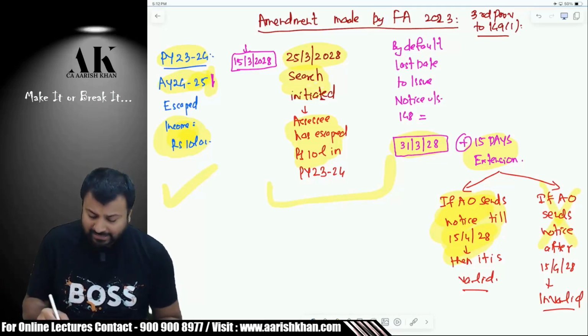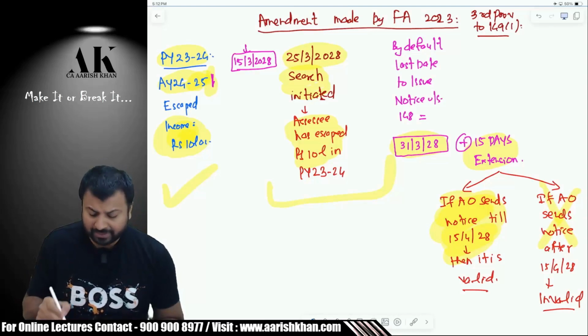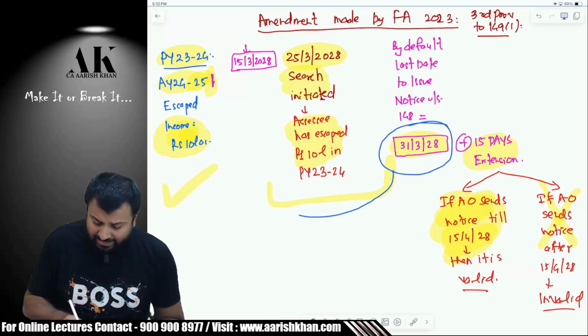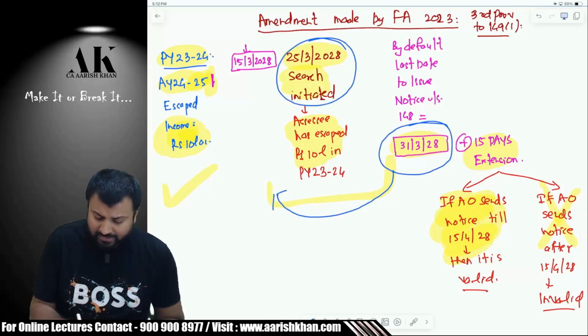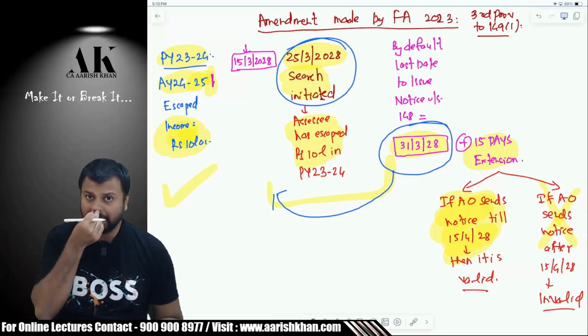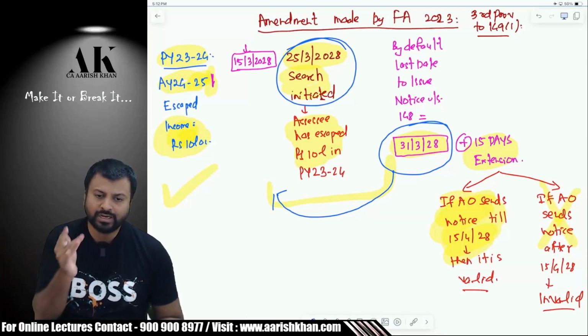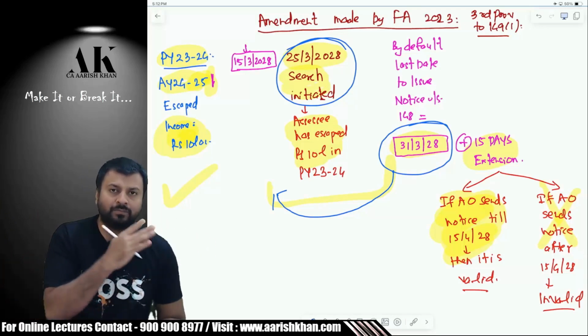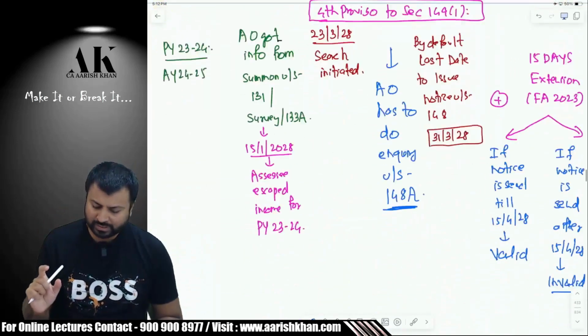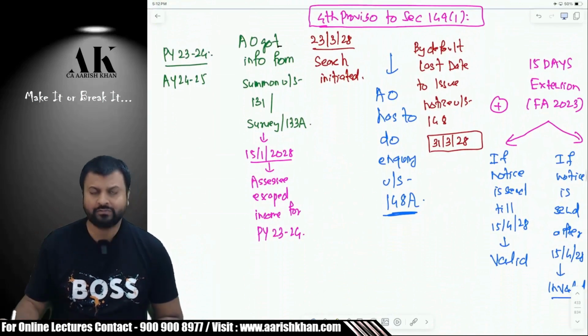The law says that, see, what is the amendment? Let me tell you. The time limit is expiring on 31st of March 2028. And if in the last 15 days the AO does a search and seizure, then the AO will get 15 days extra time. Okay. Now, if the search is done in the first week of March, then he will not get extra 15 days. It is only allowed if it is done in the last 15 days. Okay. So this is what the third proviso to section 149 wants to tell us.